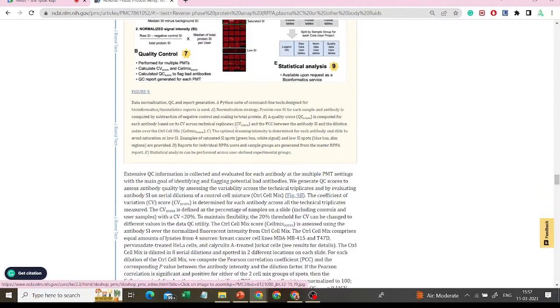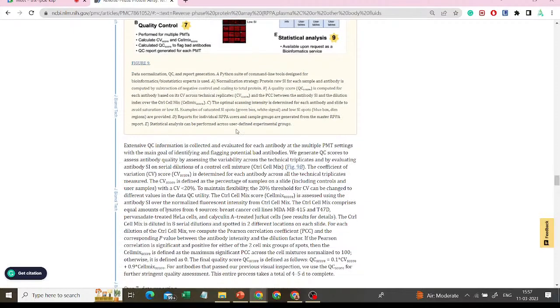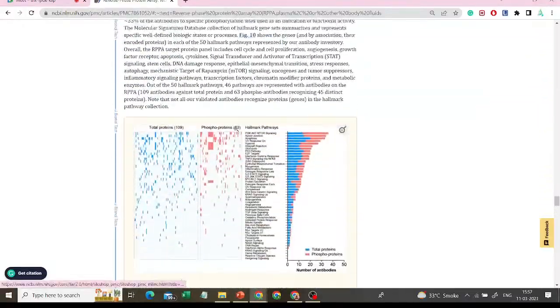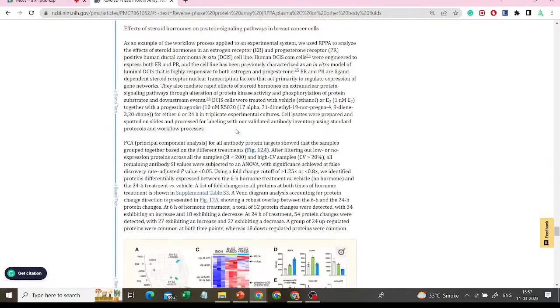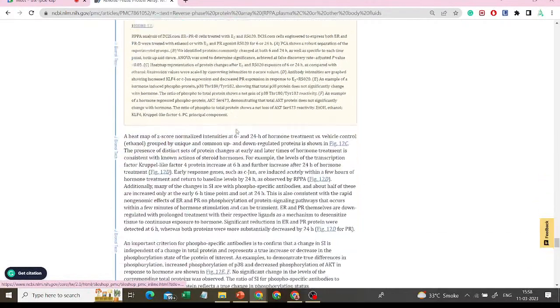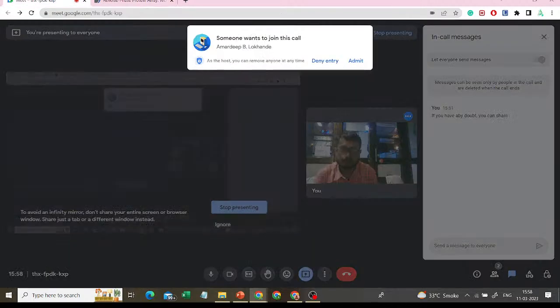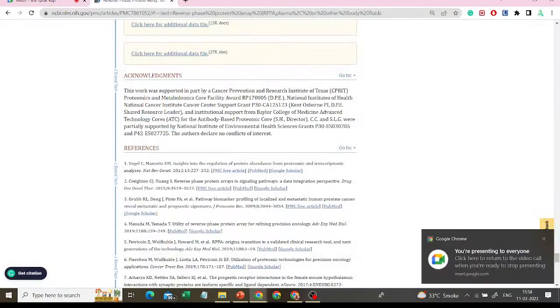So raw SI, multiple PMTs, calculate cell mix score and all data report, QC report, and the data analysis. So antibody inventory. These are all what they are made. So I just wanted to describe this again.